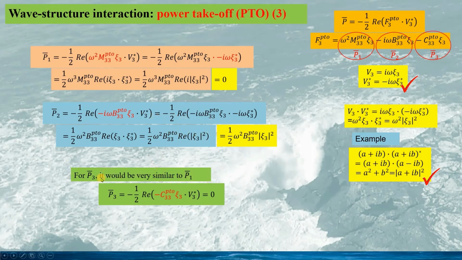Although the average values for P1 and P3 are 0, this PTO force indeed converts wave energy, but only in half of the wave cycle. And in the other half of the wave cycle, the power takeoff system needs to feed the energy back into the wave. This is why the averaged power for P1 and P3 is 0.